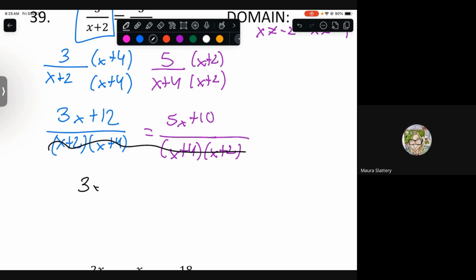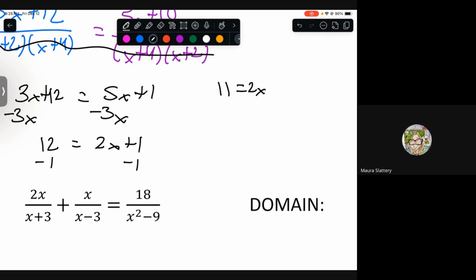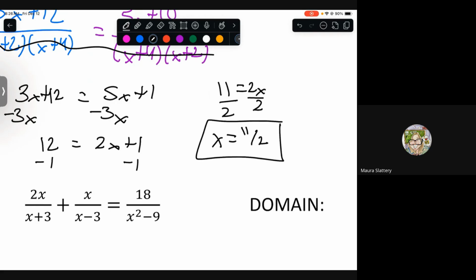So we've got 3x plus 12 is equal to 5x plus 10. I'm going to subtract 3x from both sides. I get 12 equals 2x plus 1. I subtract 1. And I get 11. I'm kind of running out of space, aren't I? 11 equals 2x. I divide by 2. And I get that x is equal to 11 halves.